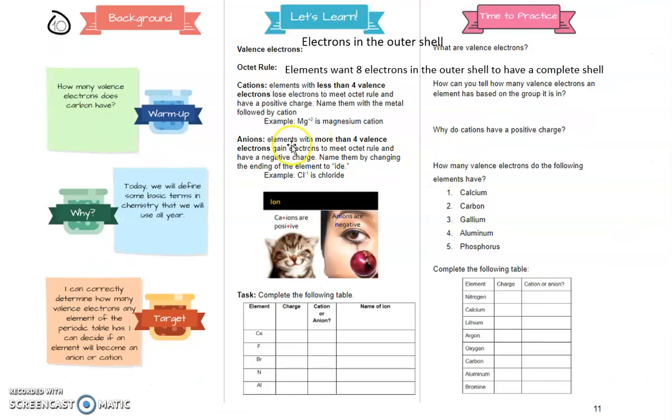So coming back here, anions would be the negative half then. If they have more than 4, they're going to gain electrons, meaning they're taking in more negative charge. We just name them by saying IDE at the end. So instead of saying chlorine, this is now chloride because it has a negative charge there, okay? And you see these charges are written as superscripts, so powers in math, okay? And that's what we're going to be working on.